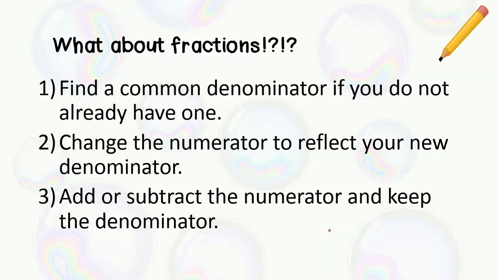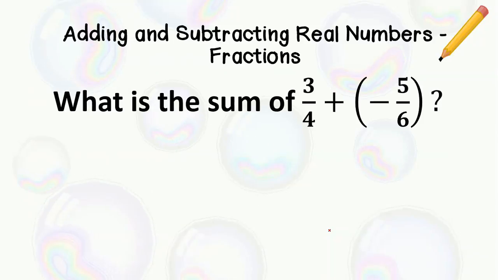So what are you going to do when you have fractions and adding and subtracting? Well, you got to find a common denominator if you do not have one already. Then you got to change the numerator to reflect your new denominator. So if I multiplied the denominator by 2, I got to multiply the numerator by 2 also. Then I got to add or subtract the numerators and keep the denominator the same. Let's try a couple problems.